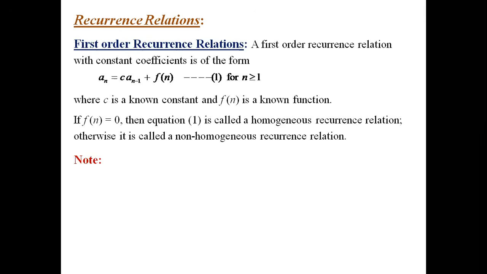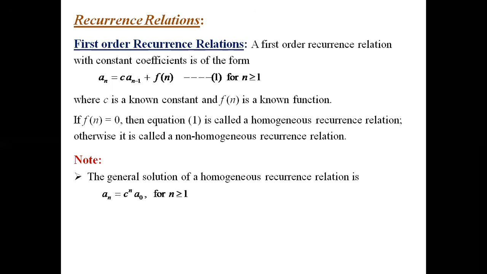Let us note some of the points. The general solution of a homogeneous recurrence relation is given by a_n is equal to c power n into a_0 for n greater than or equal to 1. So this is the general solution of the homogeneous recurrence relation. When do we obtain homogeneous recurrence relation? Is when f(n) is 0 from equation 1.